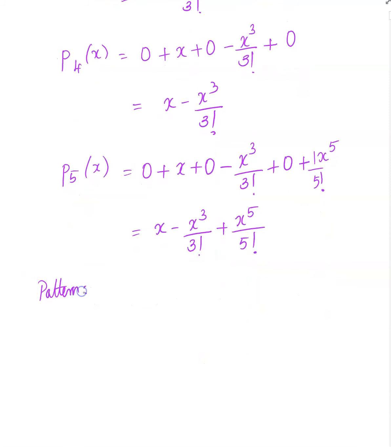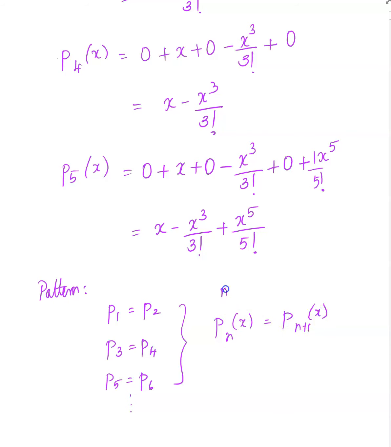First, let me write the pattern as to how I see it. The pattern I see is P1 equals P2, P3 equals P4, and we expect P5 to be equal to P6, and so on. Now, how do I generalize this? To generalize this, we're trying to test it, okay? So let's say Pn of x is Pn plus 1 of x, n greater than or equal to 0. We have to change away from n because n is a generalized one, so maybe I'll use the k.